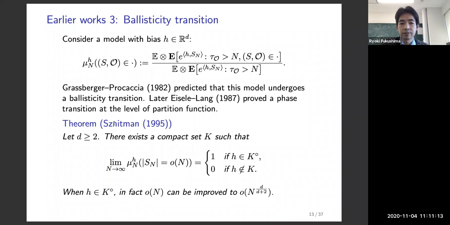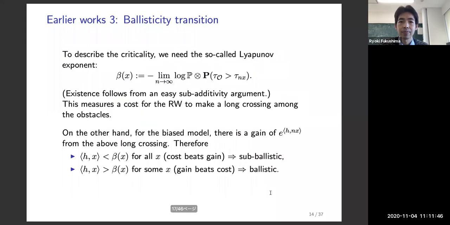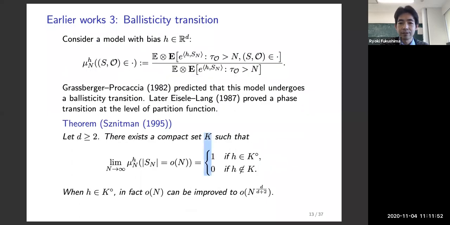And furthermore, Sznitman managed to prove that in the sub-ballistic phase, it is not only sub-ballistic, but displacement is bounded by n to the d over d plus 2. But this is, of course, still a small order, so it doesn't capture the right scale for the random walk endpoints. And that will be our third main result. But this small order n to the d over d plus 2 will be important for our analysis. So that's why I'm stating it here. And there is a mysterious compact set K, but this is not that mysterious.